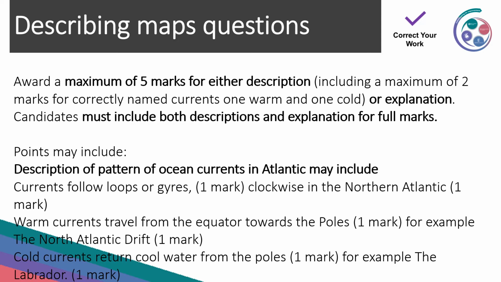Warm currents flow from the equator towards the poles, and we've got an example of a warm current in the North Atlantic drift. And then cold currents return cold water back from the poles to the equator, for example, the Labrador current. So you can see in this case, there's no explanation here yet, but the description allows you to answer this question because you made links to places as well as the pattern, in this case the idea of loops or circles or gyres in the oceans.